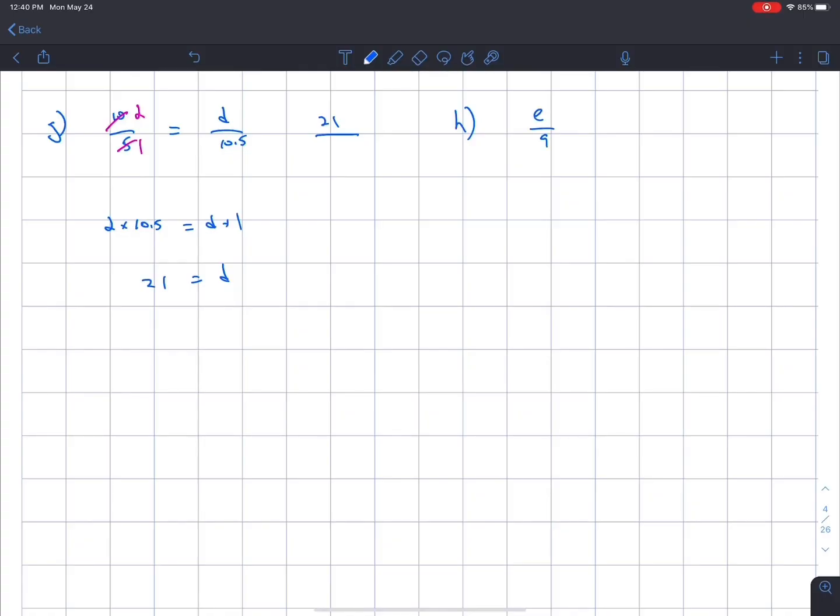H. E over 9 equals 7.2 over 2. We cross multiply. E times 2 equals 7.2 times 9. So 2e equals 64.8. And then now we can divide both sides by 2. We get e equals 32.4.